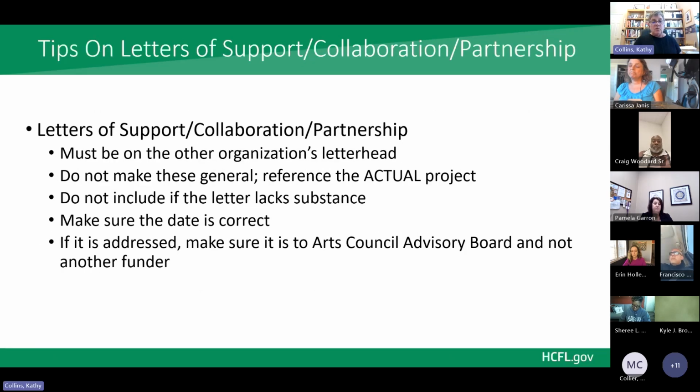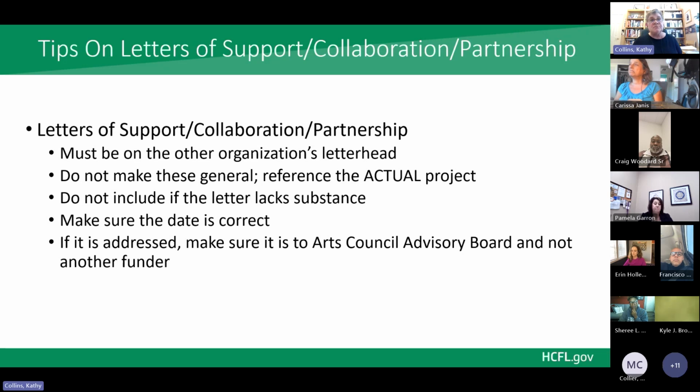Now here, with the letters, it's important that they be on letterhead from the organization that is giving their support. Try to make some sort of reference to the actual project. Make sure that the date is correct.